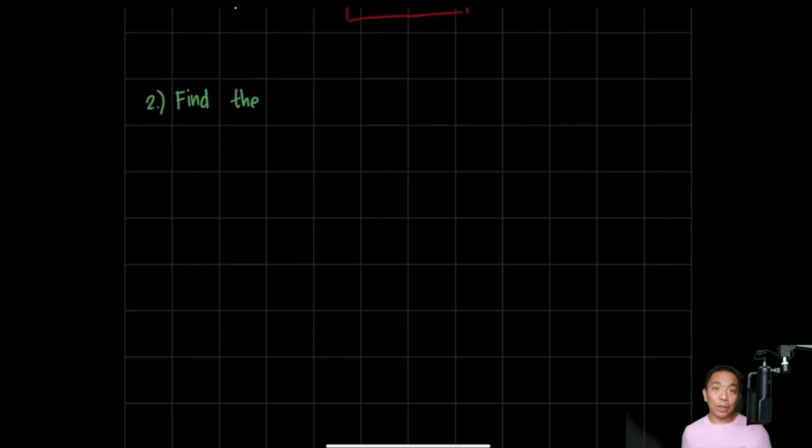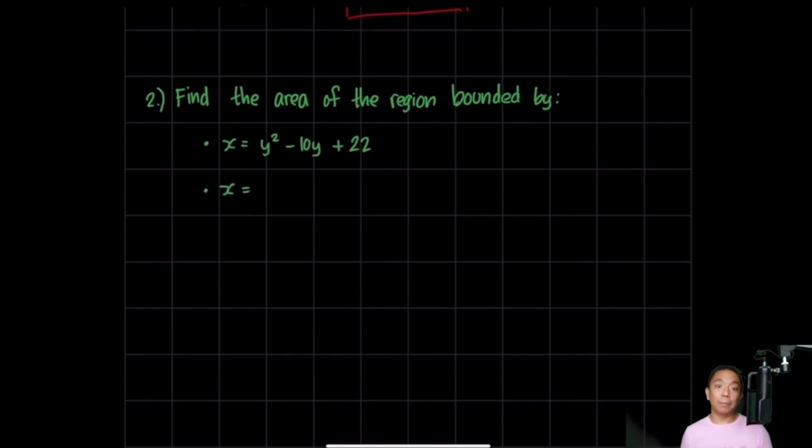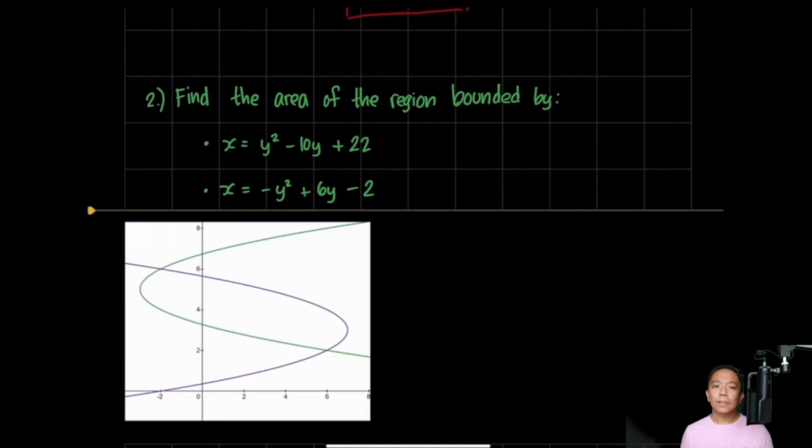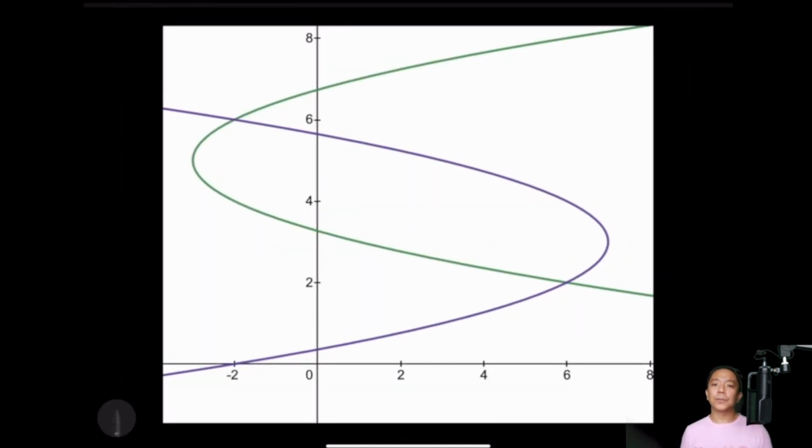So here again, we want to find the area of the region bounded between two curves, no? But this time, yung dalawang curves natin parehong parabola. So yung first curve will be given by x equals y squared minus 10y plus 22, and the second will be given by x equals negative y squared plus 6y minus 2. Let's start by graphing the two curves.